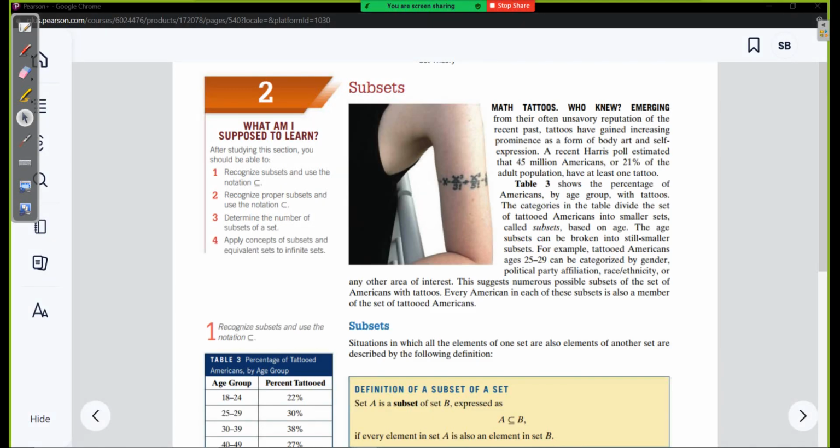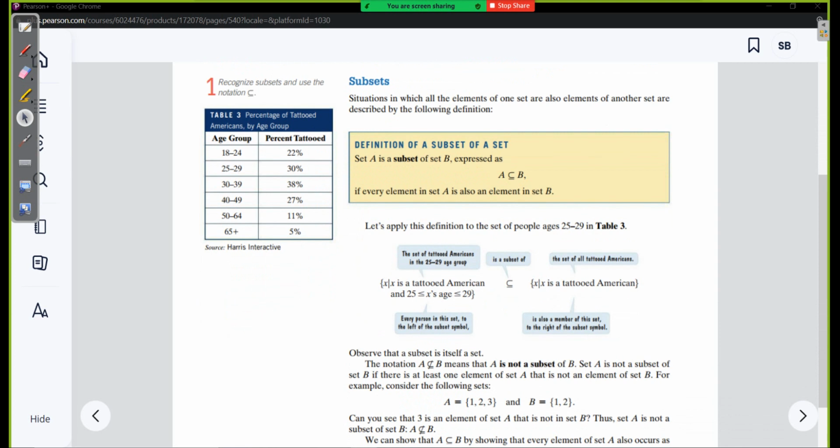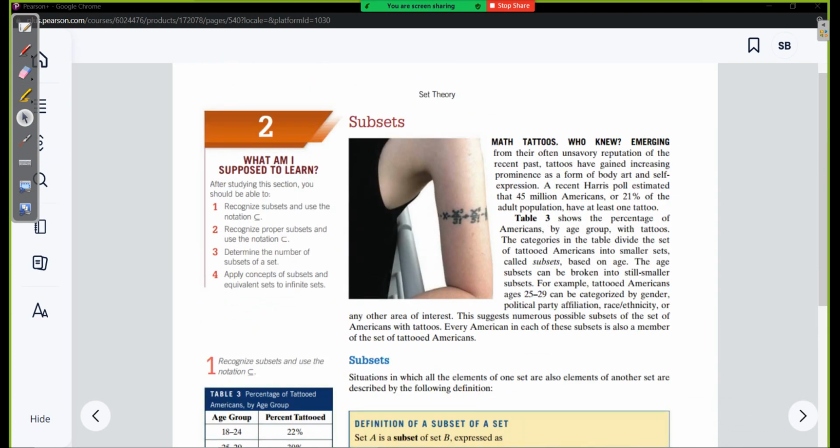All right, today we're talking about subsets. You can obviously read the little backstory about subsets and tattoos if you feel like it. But here's the crux of it. Here are subsets.